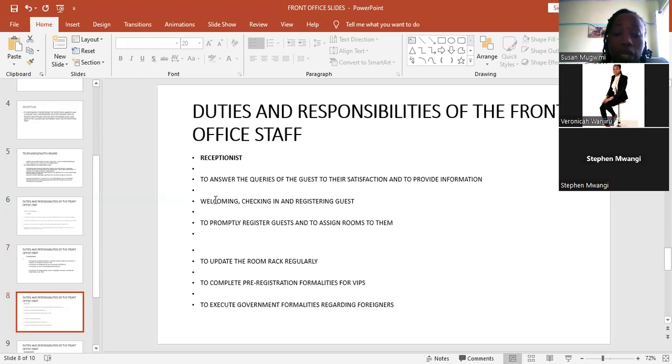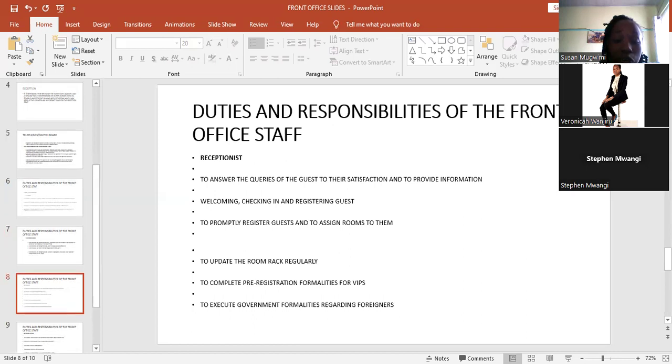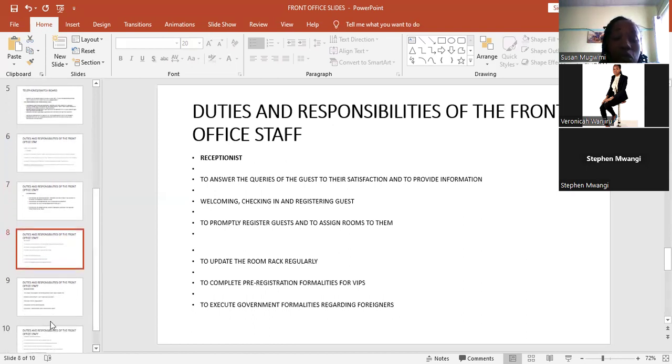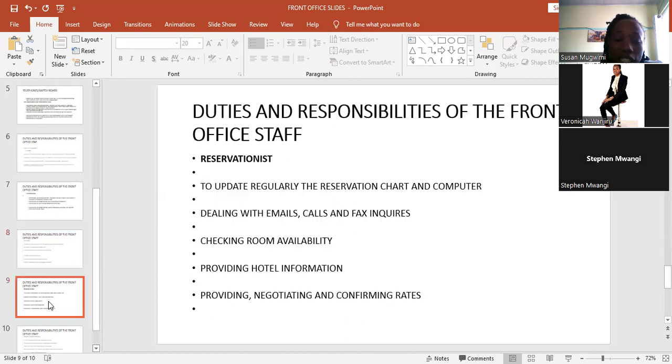Then he completes the pre-registration formalities for VIPs. Then he does the governmental formalities, especially regarding foreigners. Receptionists are the ones who make sure that the guest is well welcomed with a warm smile. He makes sure that the guest is well welcomed. That's all about the receptionist.